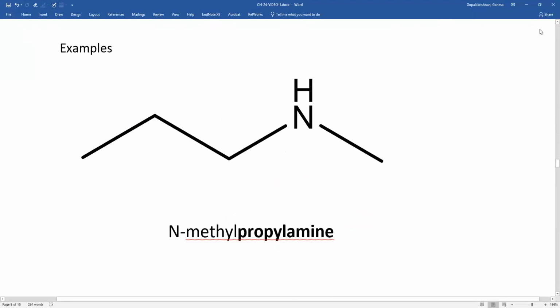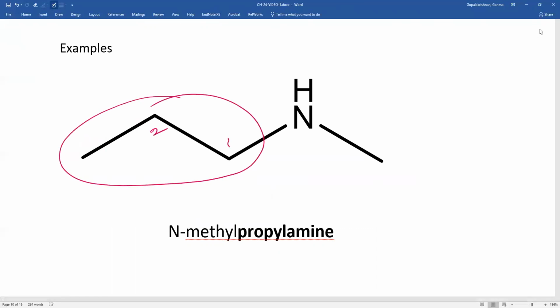For example, in this one, the largest group is this. It is 1, 2, 3, so propylamine. Write the propylamine. The propylamine must have NH2. But in the place of hydrogen, it has a methyl group, so N-methylpropylamine.